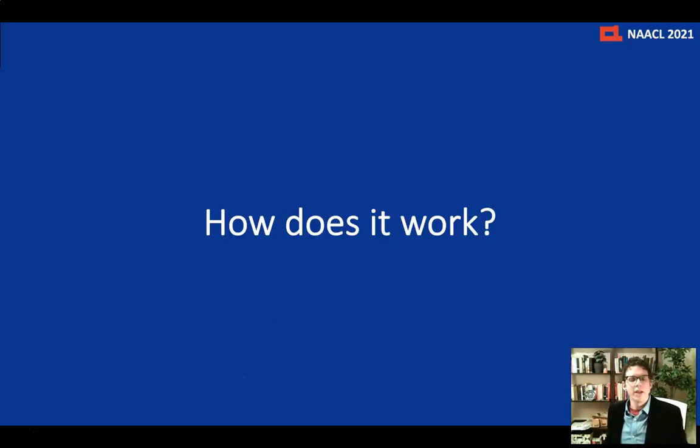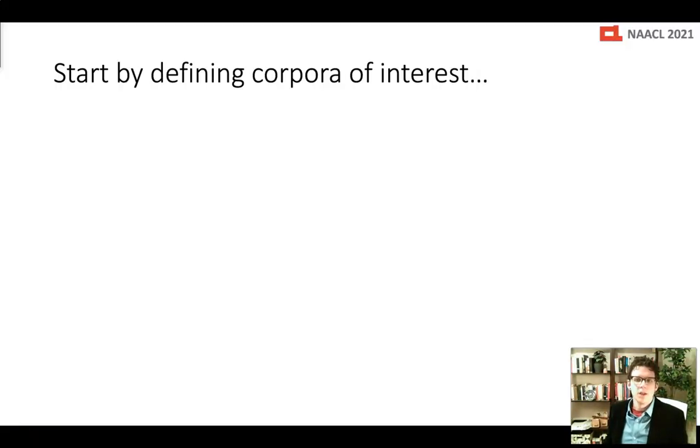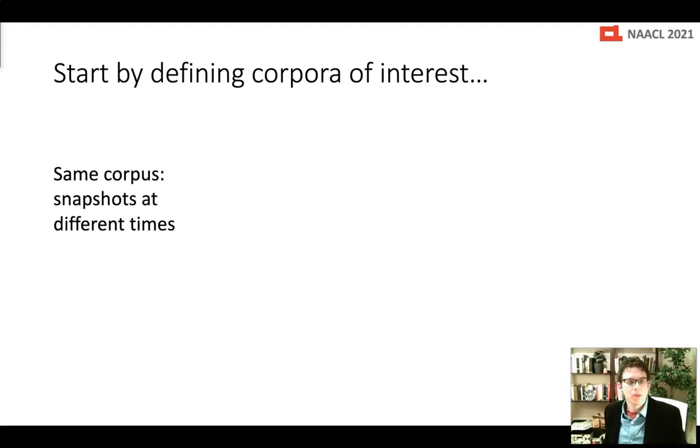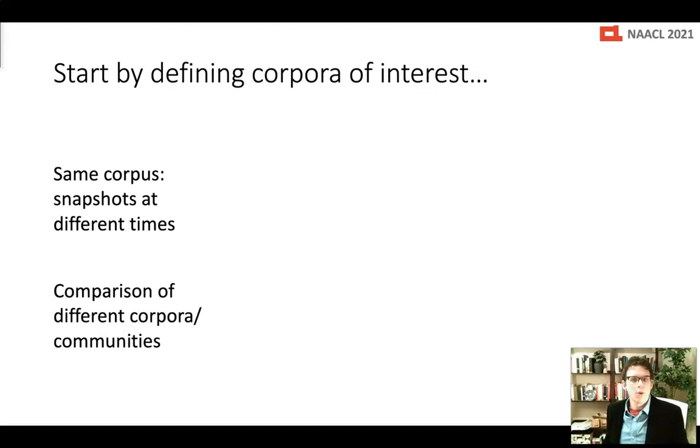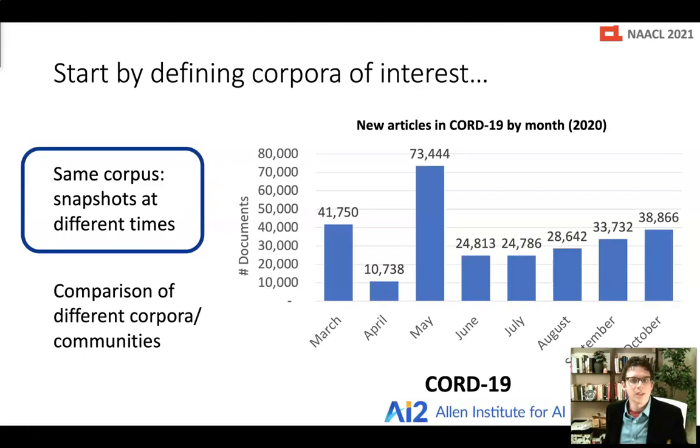I'll start by walking through an overview of how the TextEssence system works. So the first step is deciding what it is that you want to compare. Now that can be different versions of the same corpus over time to look at temporal differences, or corpora from different communities to look at social differences. In our case study, we took a temporal approach and used the COVID-19 dataset of COVID-related scientific literature and looked at how it was changing from month to month. So here, our unit of analysis, or each corpus, is 1 month's worth of COVID-19 papers.